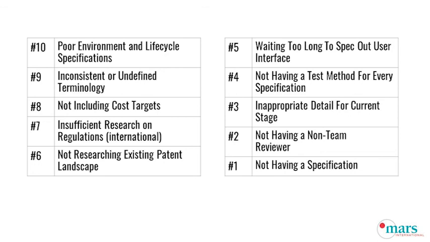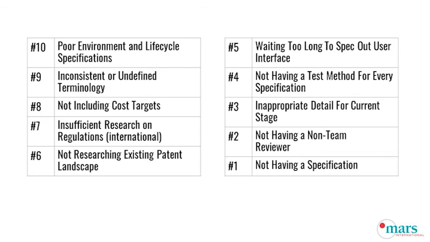Number 8, not including cost targets. Again, this product spec is your finish line document, and part of that is the cost targets. How much do you need to manufacture this thing for in order to be able to sell it into the market? Number 7, insufficient research on regulations. This is particularly important of identifying the international markets that you may be going into, and that you understand the regulations that are involved there so that you don't design something that's ultimately going to be not appropriate for the other places that you may want to bring on as a phase 2 or a phase 3 release.